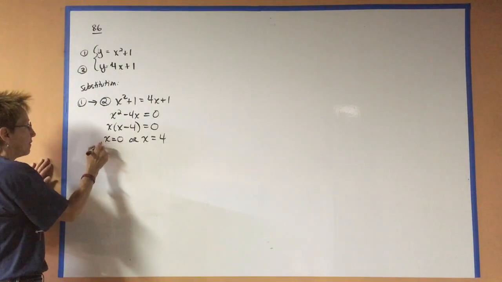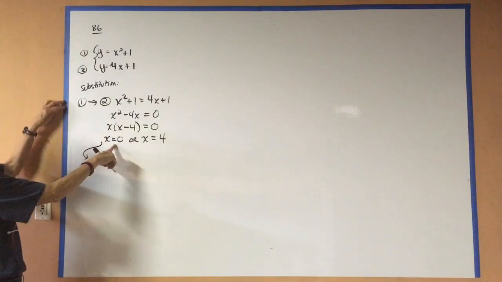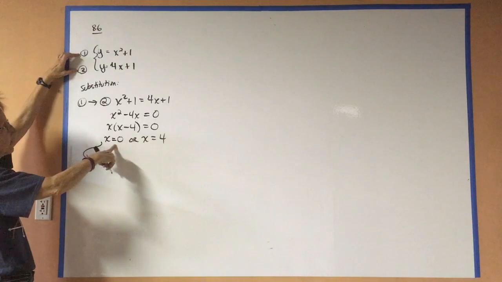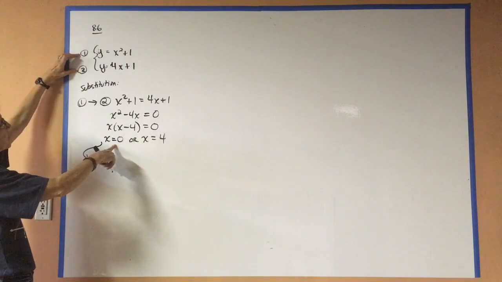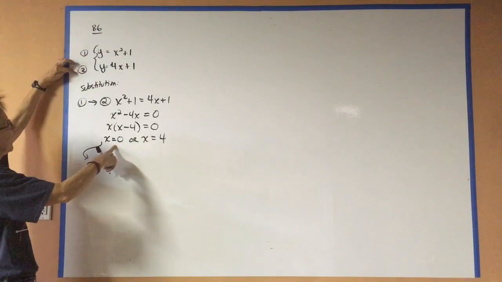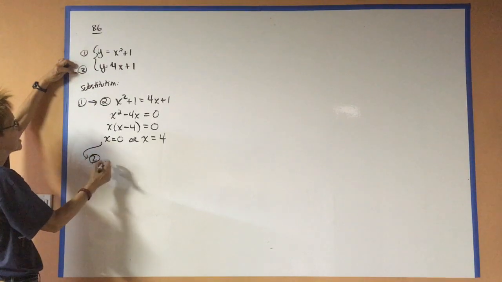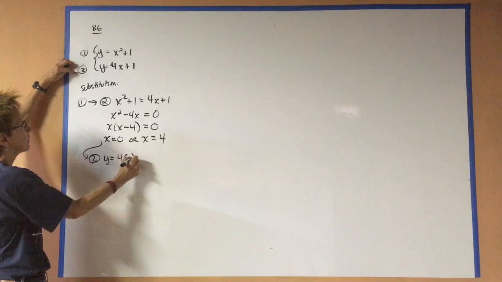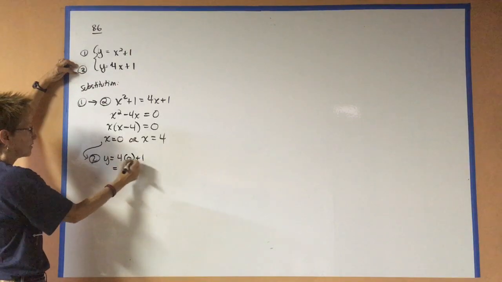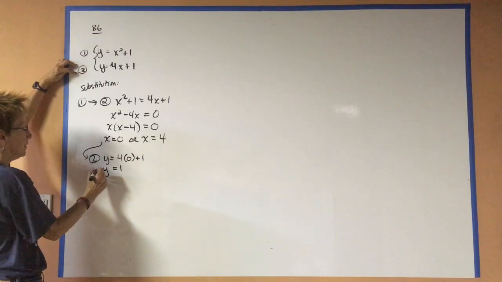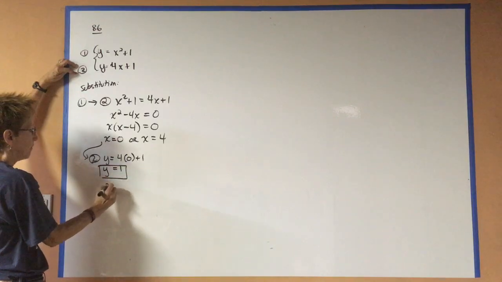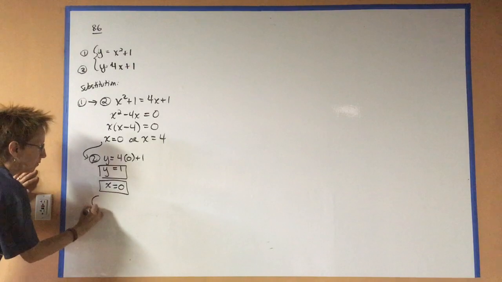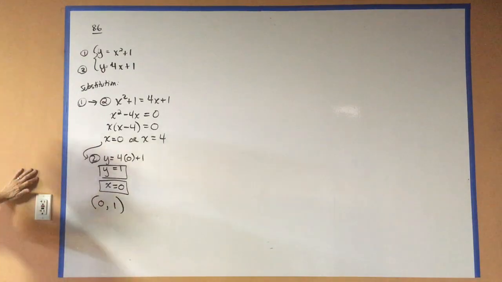So here comes my first ordered pair here. When x is 0, put it into either one of these, whichever one looks easier, and figure out the y value. Well, either one looks pretty easy. But I'll go ahead and pick equation 2 just because it's not quadratic. So this is y equals 4 times 0 plus 1. So that says y is equal to 1, right? So when x is 0, y is 1, which means the ordered pair 0, 1.